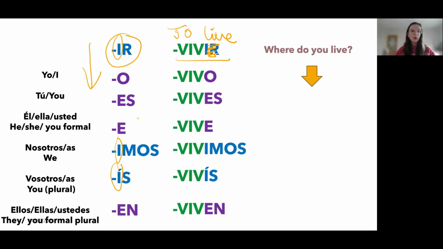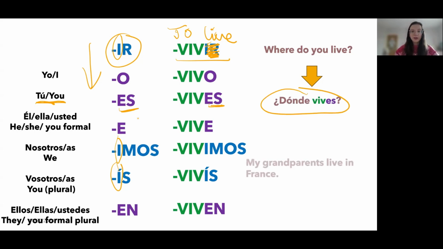So if you wanted to ask someone, "where do you live?" Okay, so we know dónde is "where," and we want to say "you live." So we know "you" is the tú form here. We know the ending is es. So we cross off our IR, the form we find in the dictionary, and we add es. So it becomes vives. So it becomes dónde vives, which I'm sure is an expression that you've probably heard of, but not known where it's come from. It's come from here, from the present tense.